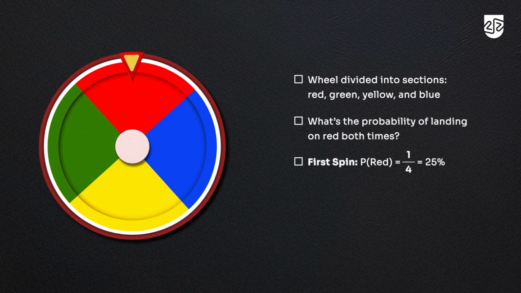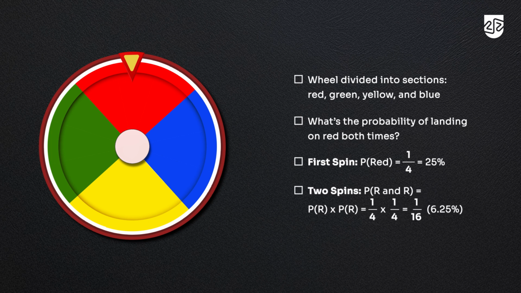Now, let's calculate the probability of landing on red in 2 consecutive spins. We will simply multiply the probabilities of each spin. The probability of getting red on both spins is 1/4 multiplied by 1/4, which equals 1/16. So, the probability of landing on red twice is 1/16 or 6.25%.